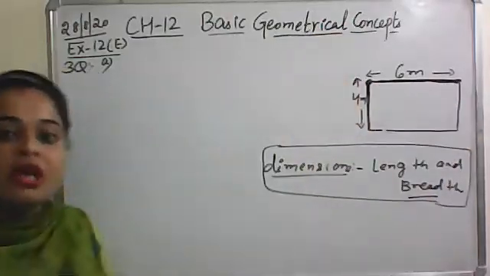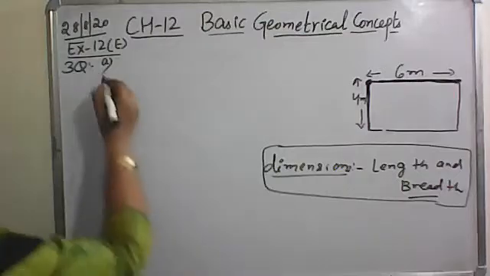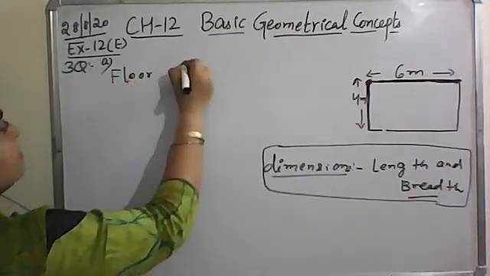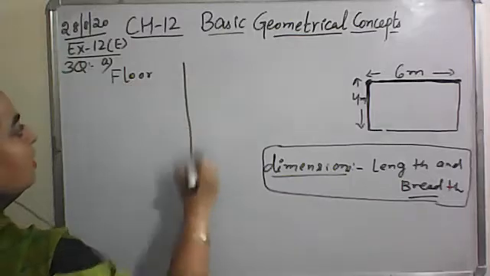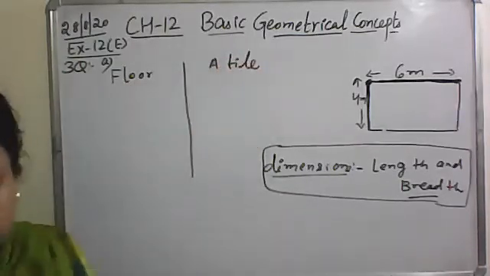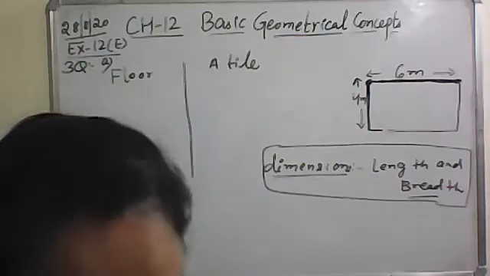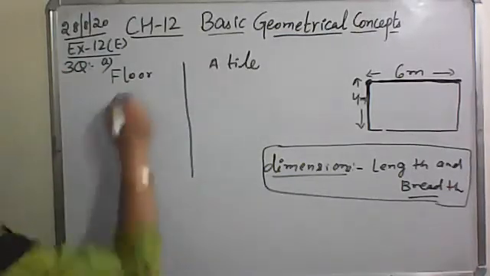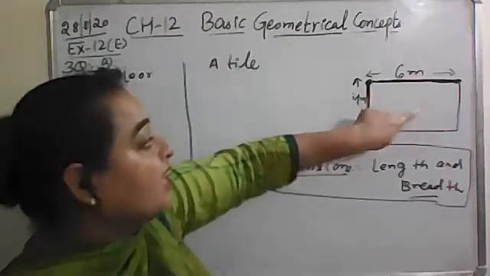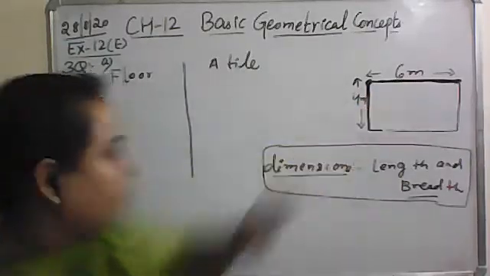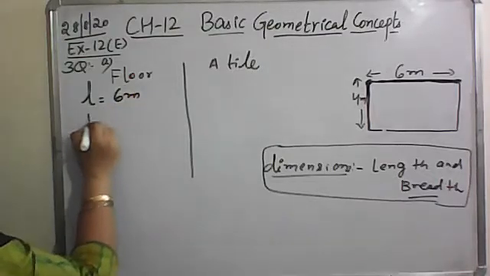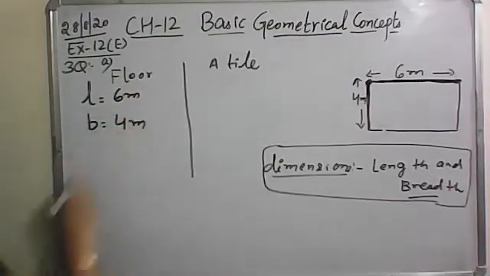So in this question, we have two parts. One is the floor, and the second is a tile. In the case of the floor, check your diagram: length is 6 meter, breadth is 4 meter. This is the figure of the floor.